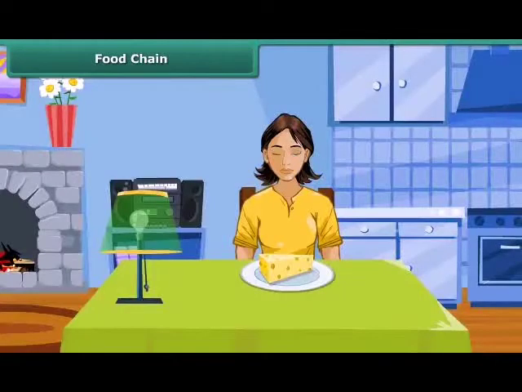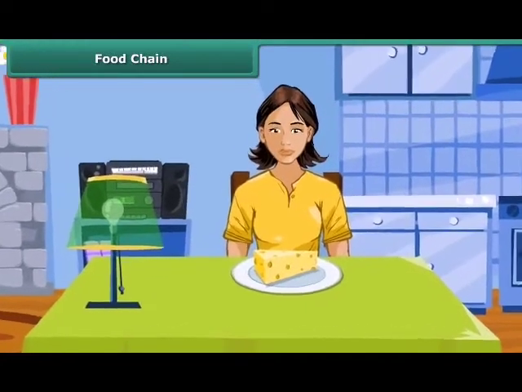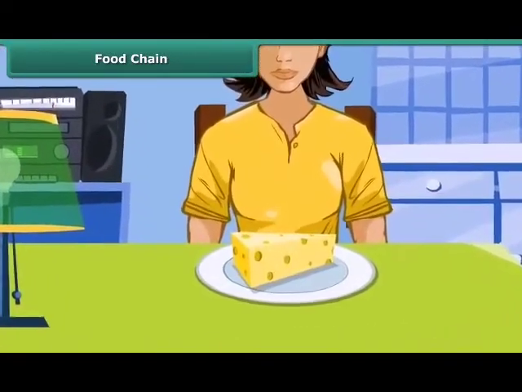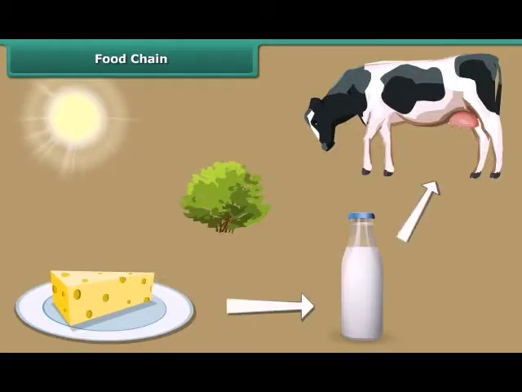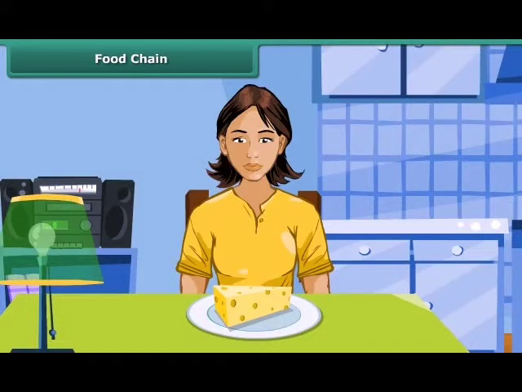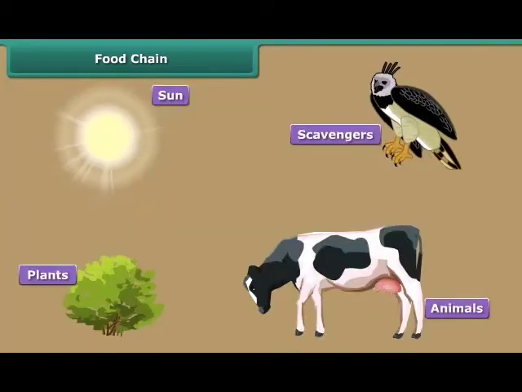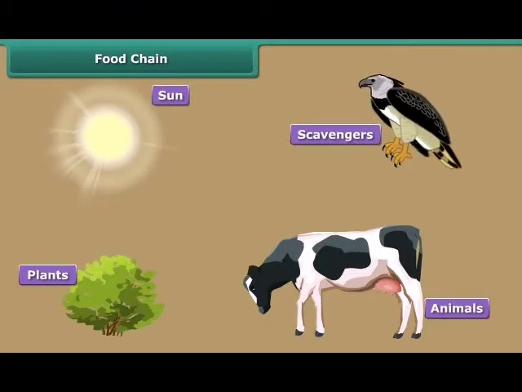It is breakfast time. Ria is relishing a cheese cube. She decides to trace the cube back to the place from where it originated. The cheese cube comes from milk and the milk from the cow. The cow eats plants. Plants produce their food with the help of sunlight. Ria just traced the food chain. The food chain is an arrangement in which energy passes from one organism to another.